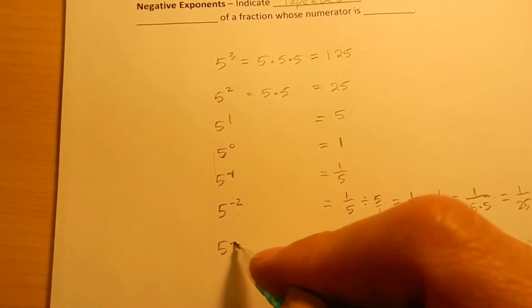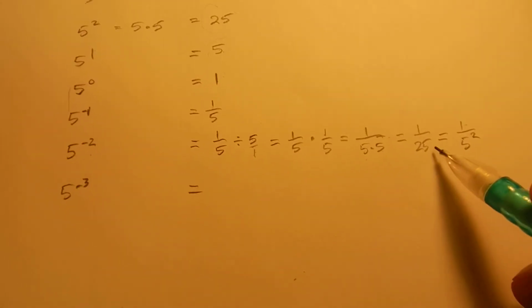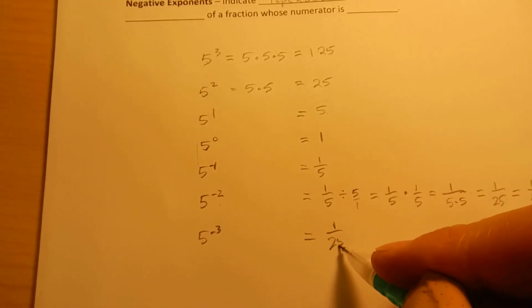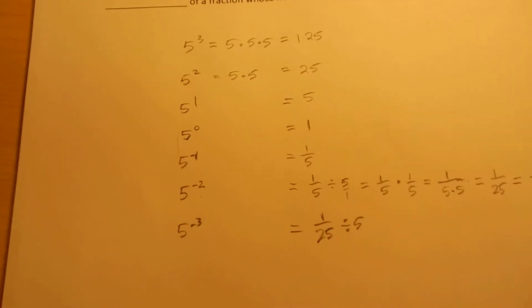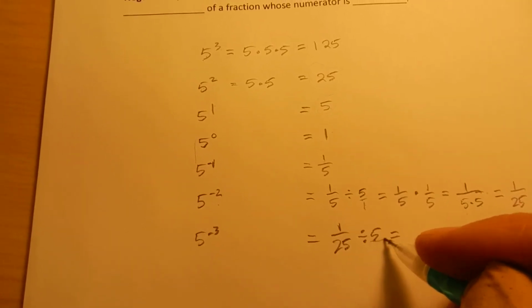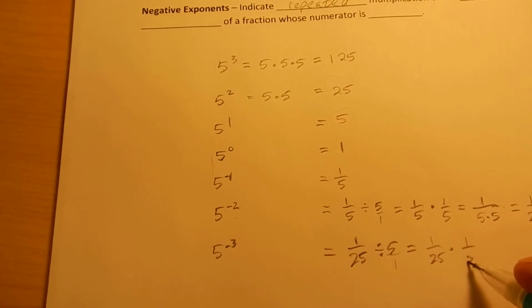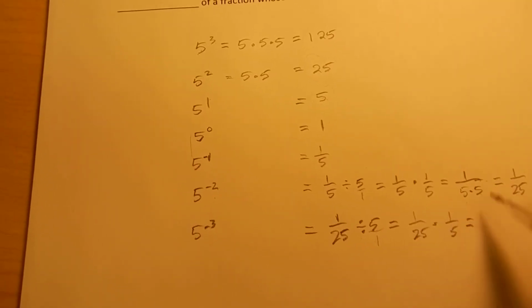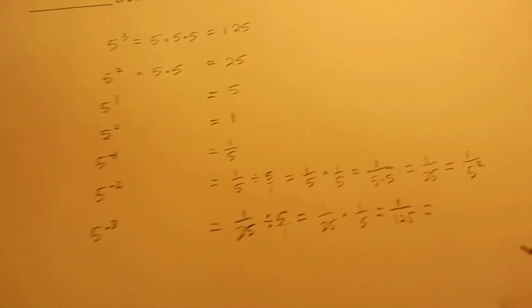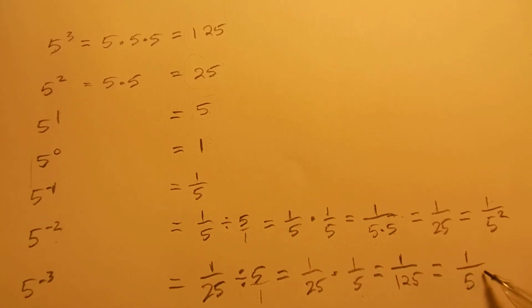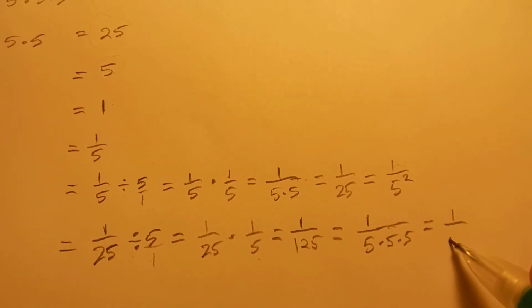Let's do another one, 5 to the negative 3 power. So that is our value here of 125. If we're going to make this pattern work, we would take our previous value and divide it by 5. So again, think of that as over 1. To evaluate, multiply by the reciprocal. So if we multiply straight across, we get 1 times 1, 25 times 5. And I'll write it this way, 1 over 5 times 5 times 5. That also can be written as 1 over 5 cubed.